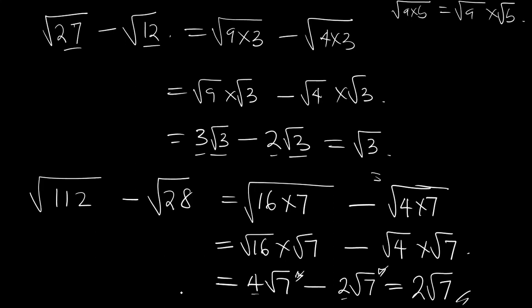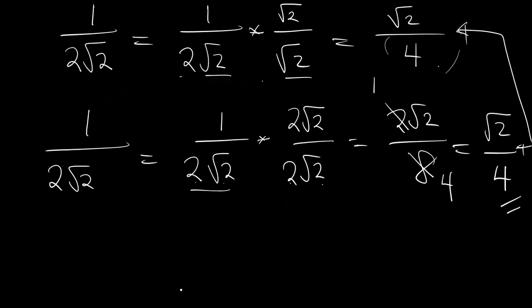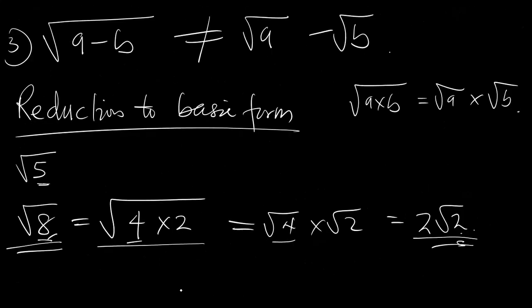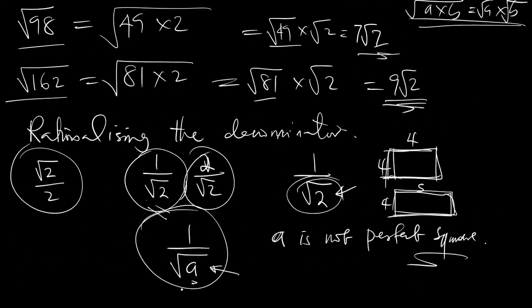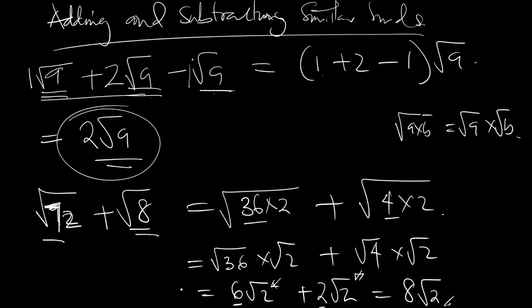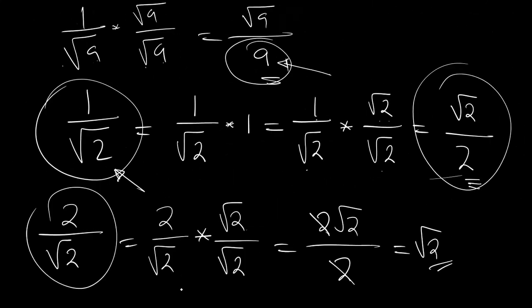We have done rules for surds. We have done what is a surd, rules of surds, reduction to basic form. We have done addition and subtraction, adding and subtracting similar surds. We have done rationalizing the denominator. We have done reduction to basic form. We have done adding and subtracting similar surds, which is what we did last.